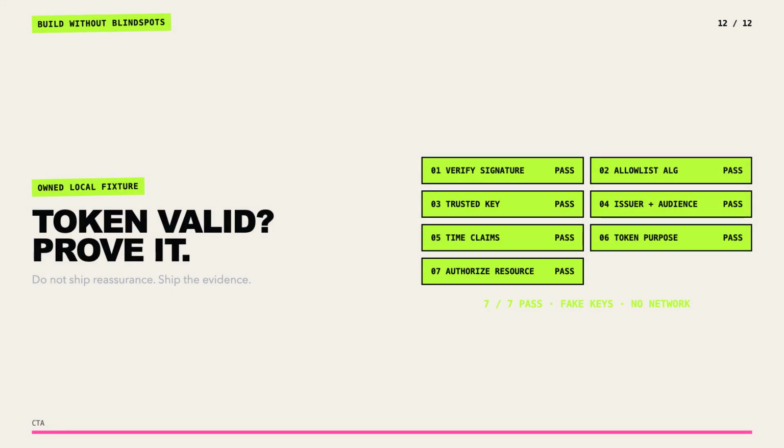A JWT is not a permission slip because it contains convincing JSON. Trust starts with verification, becomes specific through issuer, audience, time, and purpose checks, and ends with authorization on the requested resource. Use these 7 tests in your local app. Keep the tokens, keys, users, and targets invented until the test boundary is safe.